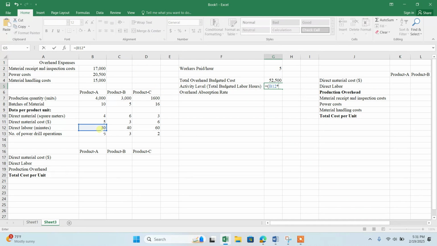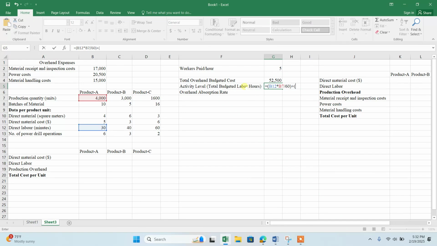In total, how many hours are consumed by product A? 4,000 units of product A are produced. Now if I multiply this 4,000 by 30, I will get the answer, which will not be in hours, but will show me the number of minutes to produce 4,000 units. While I require the total number of labor hours. What do I have to do? I should divide it by 60.